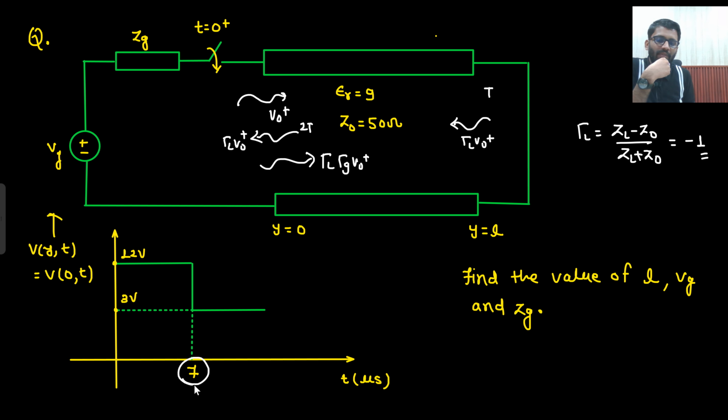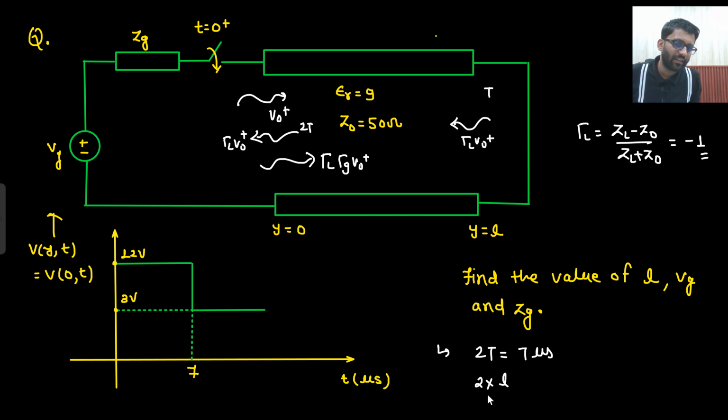Now what is this value? 7 microsecond. What do you think? This value is 2t time, because at 2t time you are having 3 volt, right? Because t will be taken to go here, then another t will be taken to come back. So 2t is equal to 7 microsecond. And what is t? t is length divided by Vp.